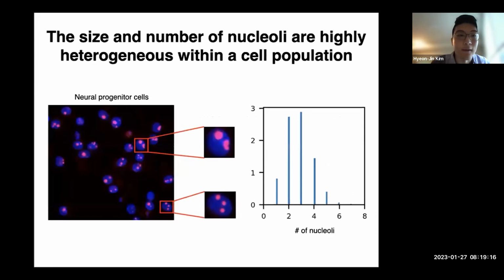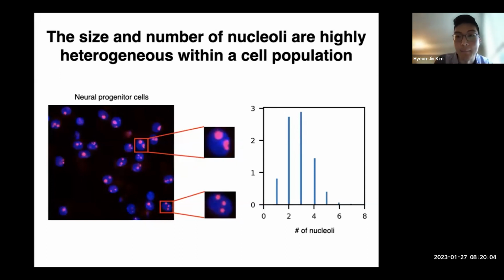And one marker that we are currently using to do visual cell sorting is the nucleolin marker. What we see in the literature and in our own data is that the size and the number of nucleoli are highly heterogeneous within a cell population. This is a picture of neuroprogenitor cells stained for nucleolin in red. And you can see that even within a population of the same neuroprogenitor cells, there is a wide distribution of nucleolar sizes and also numbers.